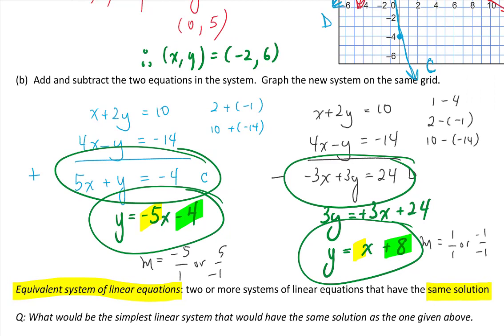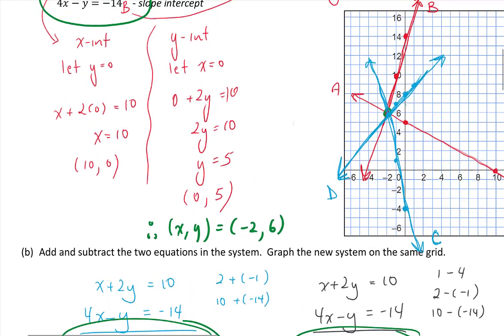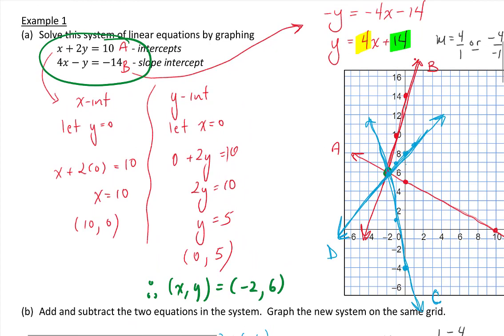What would be the simplest linear system that would have the same solution as the one given above? So if I said, look at this graph, draw me two lines that go through these same points and give me their equations. One of the simplest would be the vertical and horizontal line that go through these points. So there's the vertical line. Here is the horizontal line.